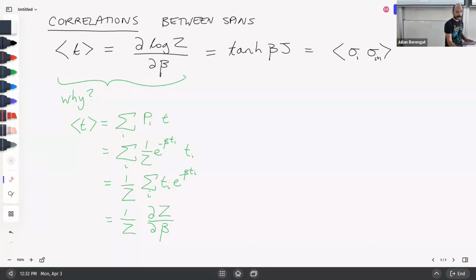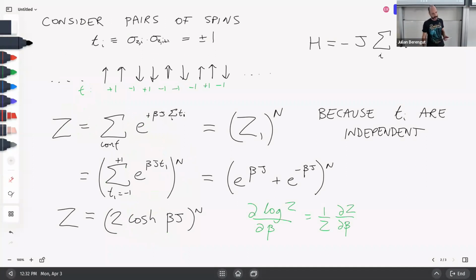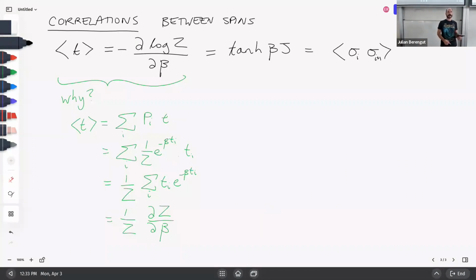So if I take the Z and I take the derivative with respect to beta, I'm bringing down this Ti here. Is there a minus sign missing? Maybe there's a minus sign missing. Doesn't matter. Yeah, maybe there should be a J. That would cancel out in the logarithmic derivative, I think, won't it? Oh, no, beta J. I need the beta J.